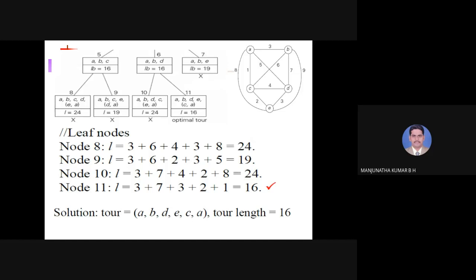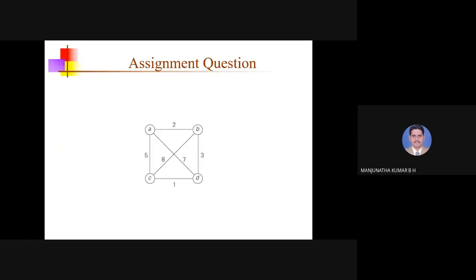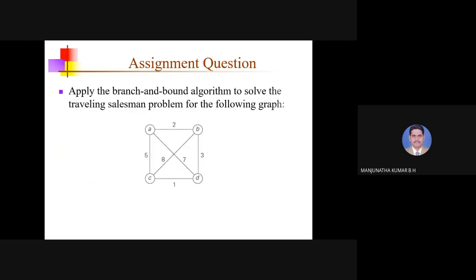Okay. So now this is an assignment question for you. Apply the branch and bound algorithm that I have discussed till now to solve the traveling salesman problem for the following graph. Can you remember this graph? This was the graph I took when I discussed the traveling salesman problem in the brute force chapter, the same graph. But you have to solve this problem using the branch and bound technique now.